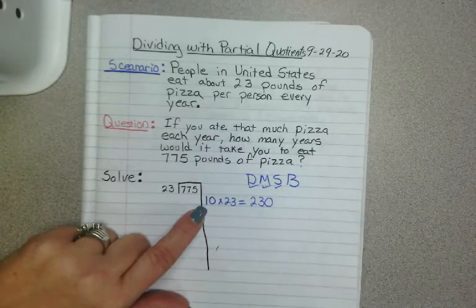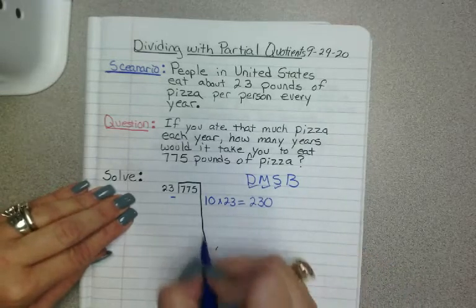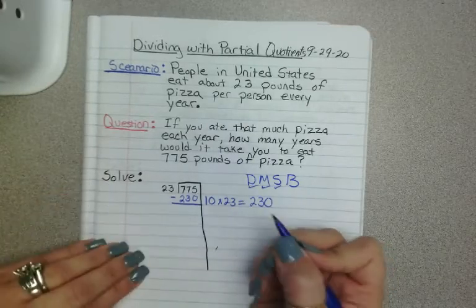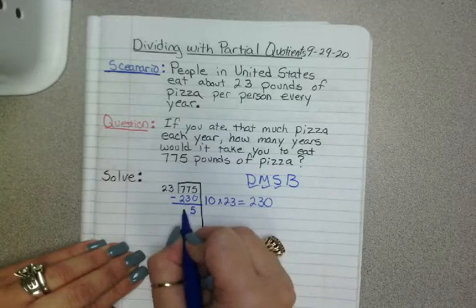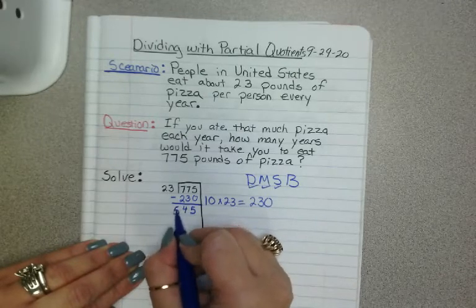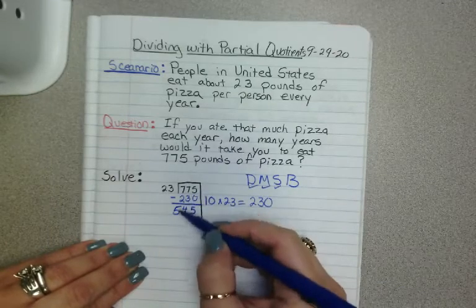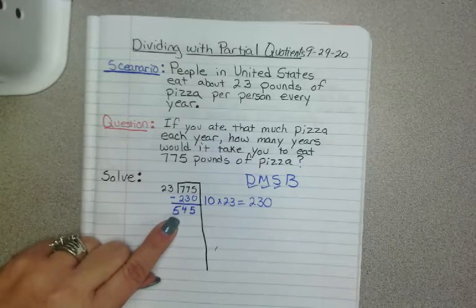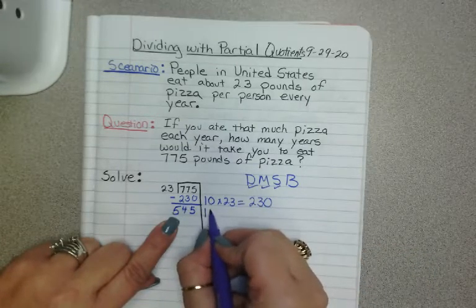So we did our multiplication. Now we get to do subtraction. 775 minus 230, and we end up with 545, because 5 minus 0 is 5, 7 minus 3 is 4, 7 minus 2 is 5. Now we're dividing 23 into 545. I'm going to choose 10 again. Why not? We got a good thing going with 10.